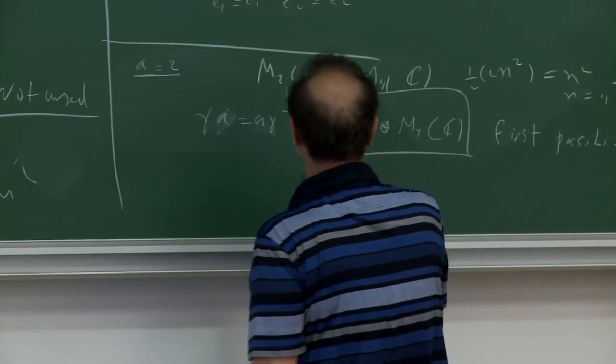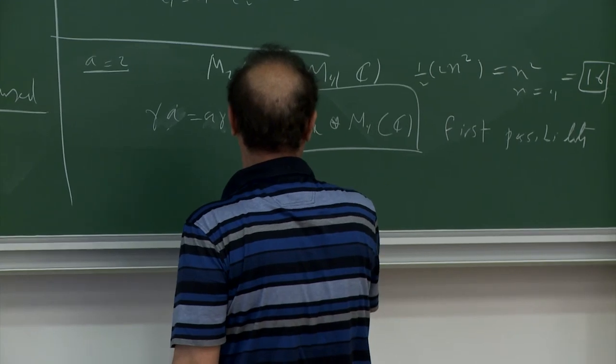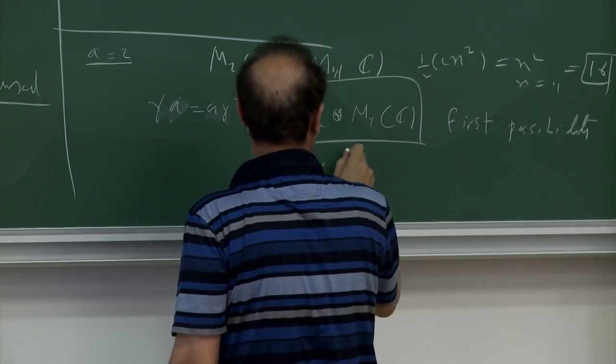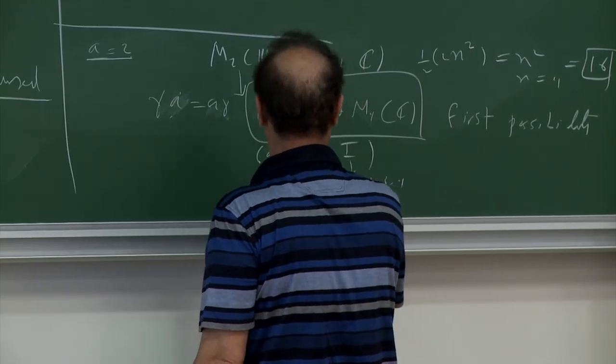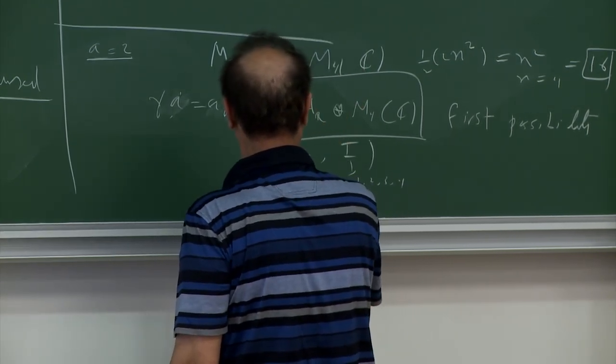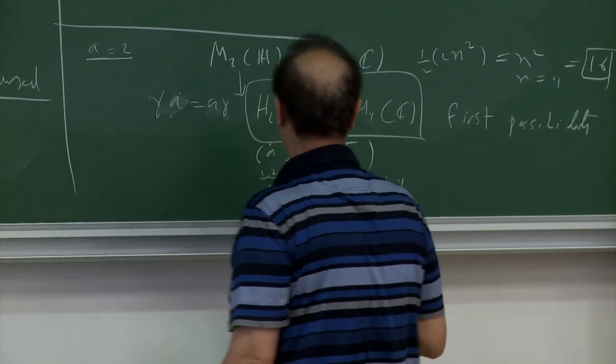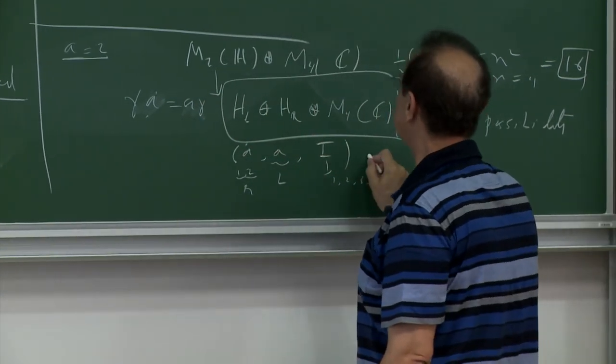In addition, they follow the representation as follows. Let me call it A dot A I. This is 1, 2, 3, 4. And this is 1, 2, which is the right. This is the right-handed, and this is left-handed.